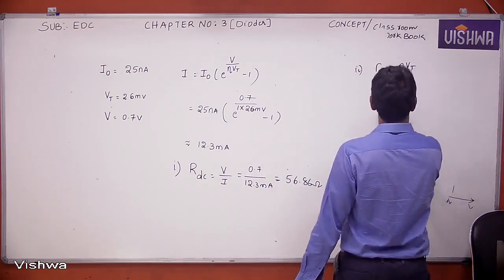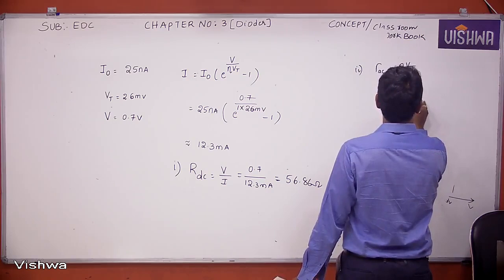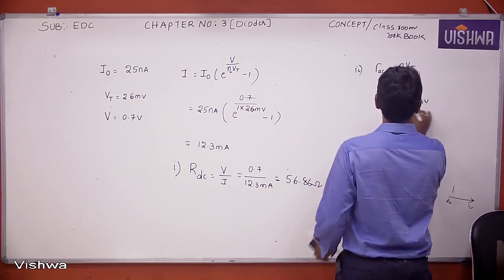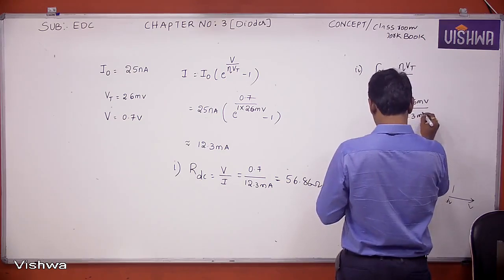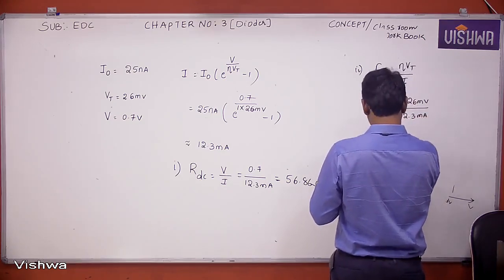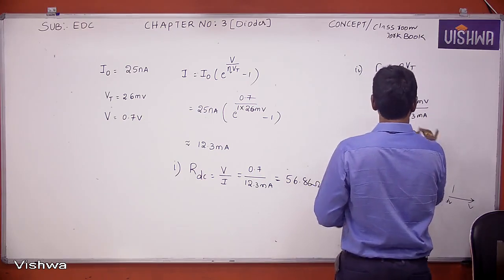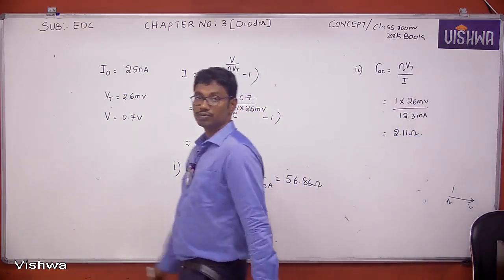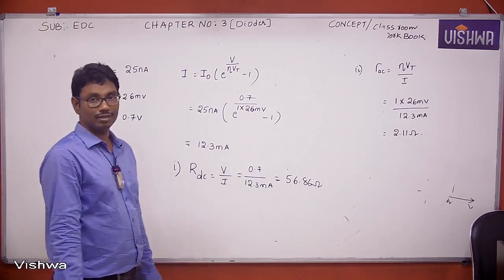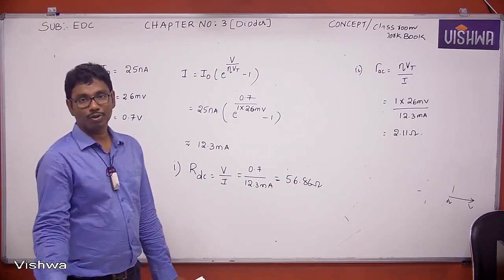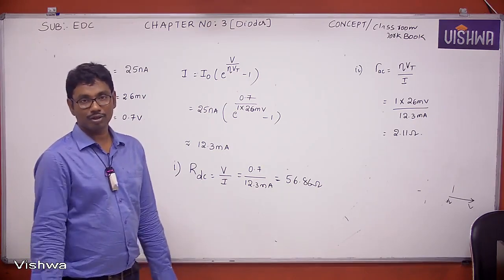For germanium, eta is 1, Vt is 26 and I is 12.3 milliampere. So the answer is 2.11 ohms. This is the dynamic resistance value. Sometimes they ask for small signal resistance. Small signal resistance and dynamic resistance are both the same.